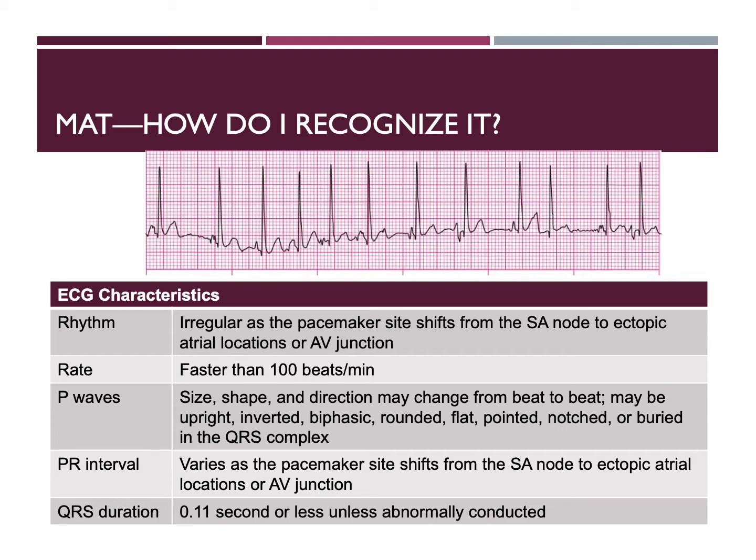Our P waves, the size, the shape, and the direction may change from beat to beat, just like what we talked about with the wandering atrial pacemaker. They also might be upright, inverted, biphasic, rounded, flat, pointed, notched, or even buried within that QRS complex. That PR interval is going to vary, and the QRS duration is going to be the same as that wandering atrial pacemaker. The big difference that we're seeing here is the rate compared to the wandering atrial pacemaker.